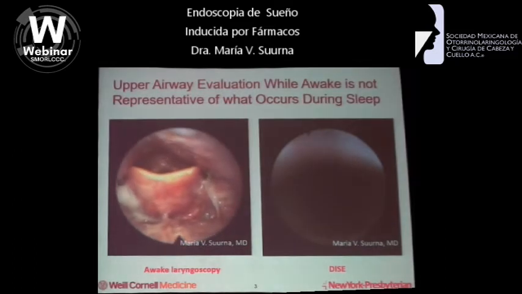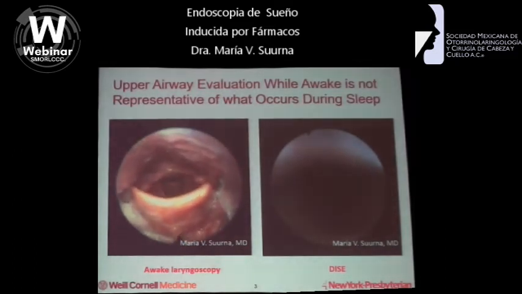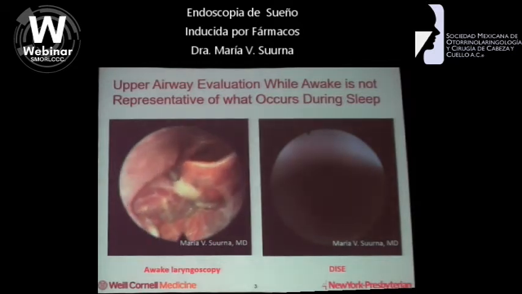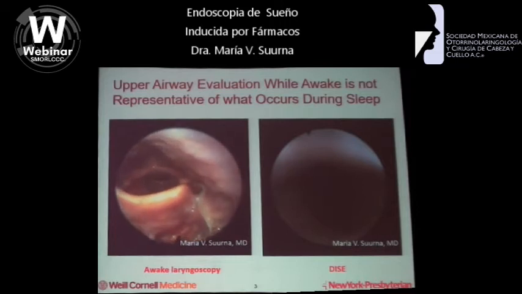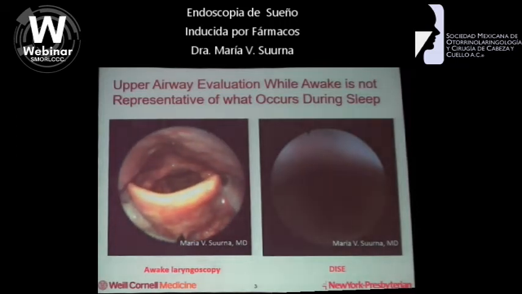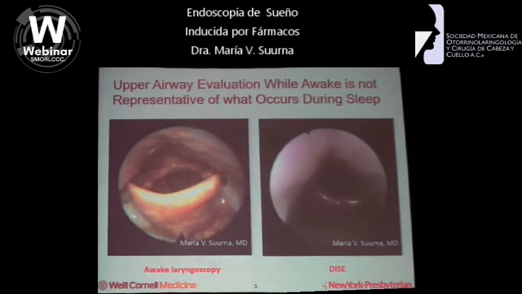and we look with the scope in the office when patients are awake, and you can see that this patient has a kind of unremarkable airway, a lot of reflux probably. The epiglottis looks slightly retroflexed, but otherwise you can't really appreciate what happens during sleep. So this is the same patient with drug-induced sleep endoscopy. And you can see that there's a lot of lateral collapse. There's some base of tongue contribution to the airway obstruction, but look what happens to the epiglottis.